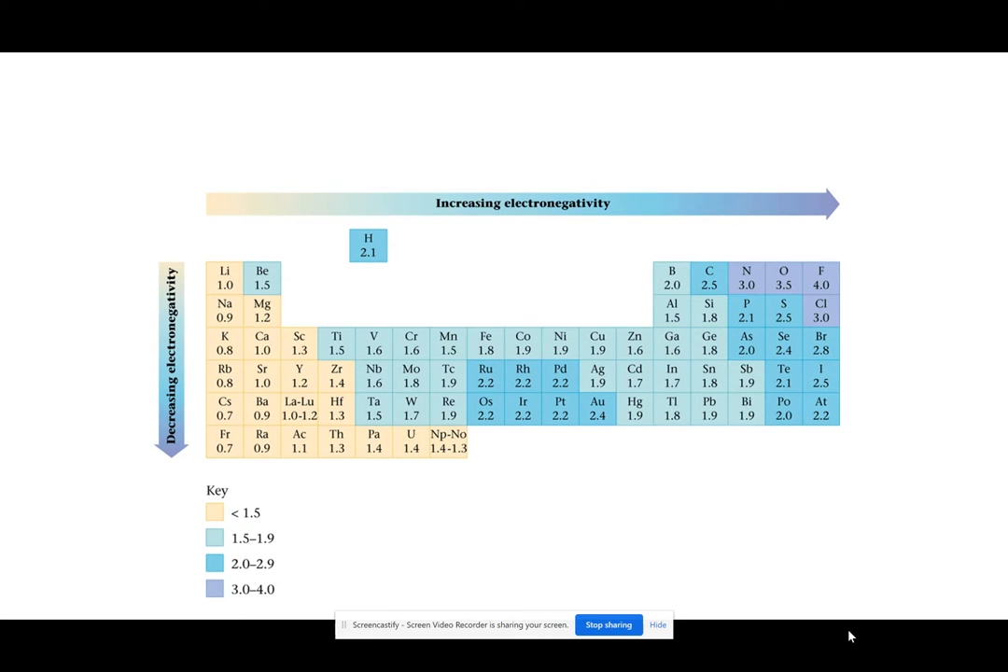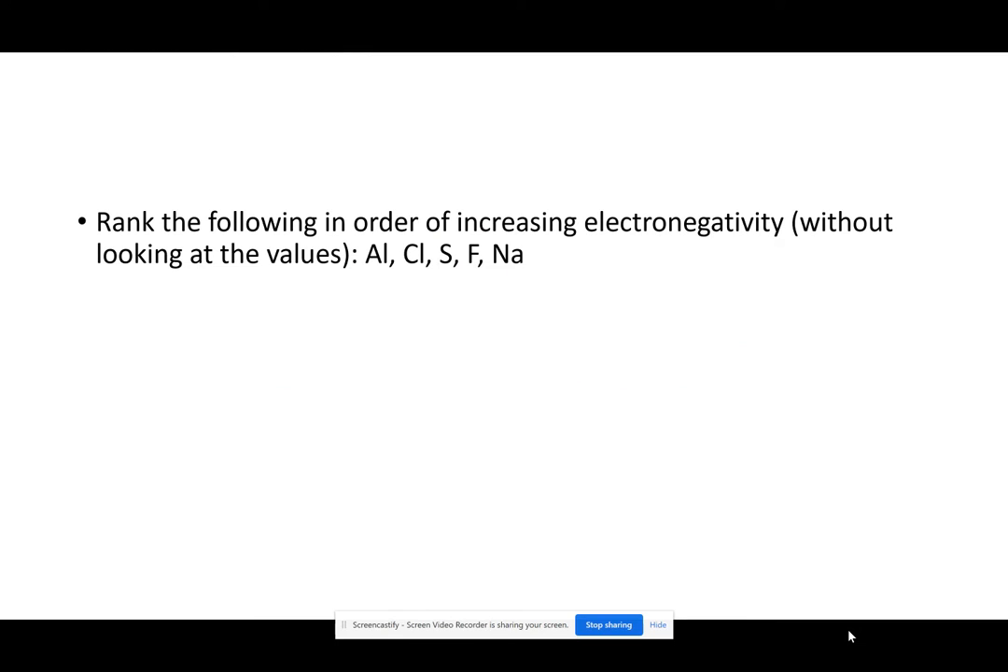These are actual electronegativity values, and you can see fluorine is the very highest, followed by oxygen, nitrogen, and chlorine. So atoms in that upper right corner have very, very high electronegativities. You won't be using the actual values, just the general trend. So if I was to rank these in order of increasing electronegativity just based on the trend, sodium would be the lowest electronegativity. Sodium is furthest to the left. And then aluminum, and then sulfur, and then chlorine, and then fluorine. So just following that trend.